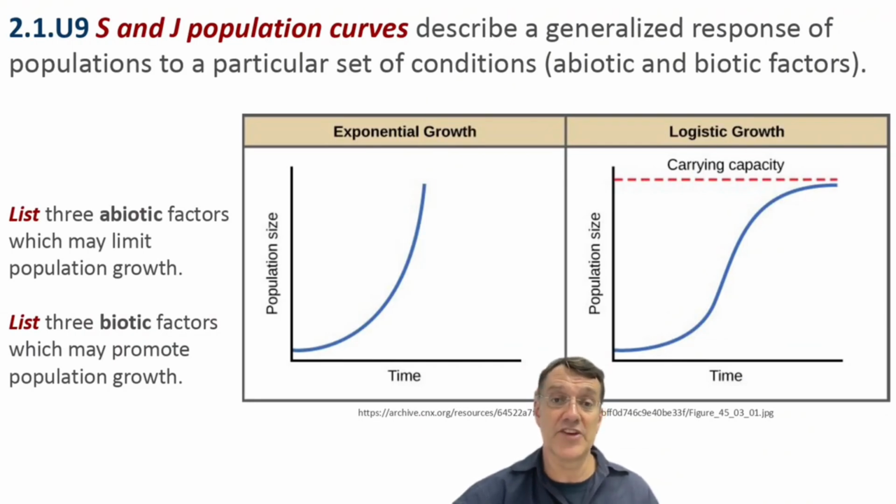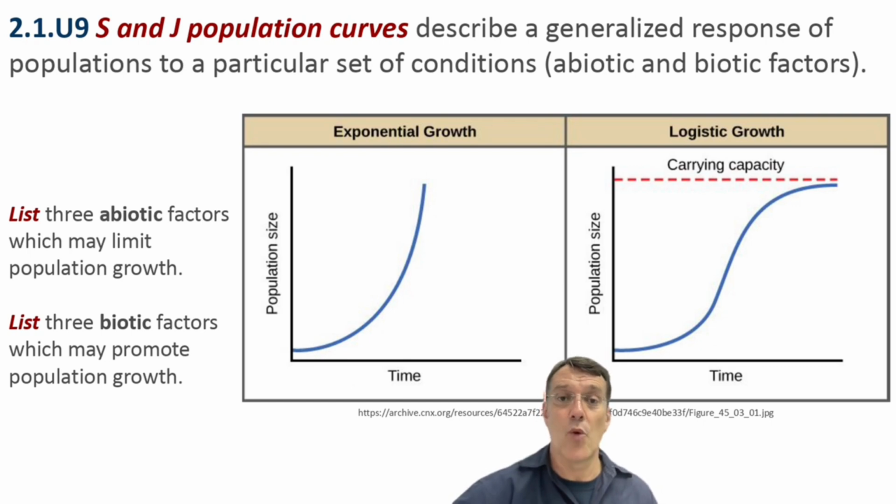S and J population curves describe generalized responses of populations to environmental conditions. The J curve, or exponential growth, occurs when resources are abundant and few limiting factors exist. It also generally corresponds with very high reproductive potential. The S curve, or logistic growth, shows how populations initially grow rapidly, but then their growth rate levels off as they approach the carrying capacity.